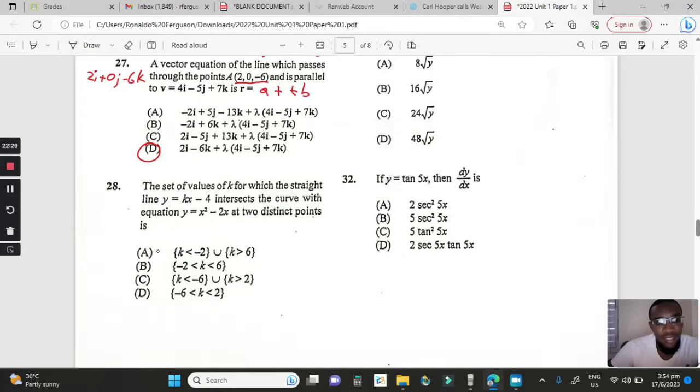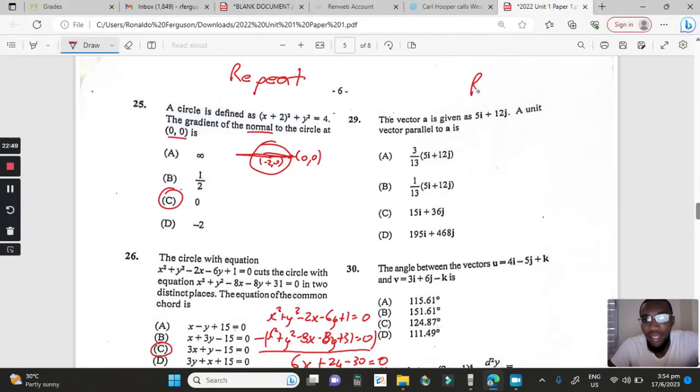Now 28. This one is a big repeat from previous years. I think it's this one. k is less than negative 6 and k is greater than 2. So this is a repeat one. Alright, check it back. That's it.